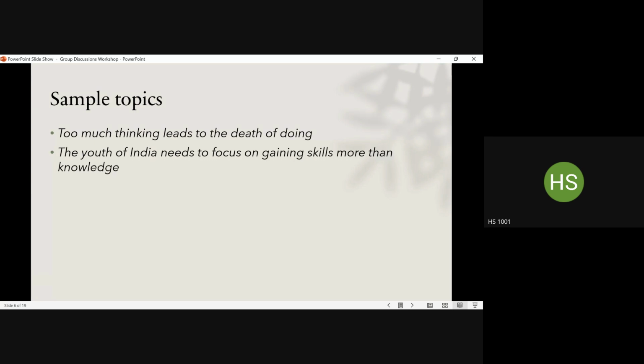The youth of India needs to focus on gaining skills more than knowledge. What kind of a topic is this? Argumentative or a debatable topic. Very good. Companies should make working from office optional. What sort of a topic is this? General. Argumentative. Debatable. Argumentative or debatable topic. Why? Everyone has different choices. There's no one solution for it. Yes, no one solution, no one right answer. People take different opinions, different standpoints. Very good.